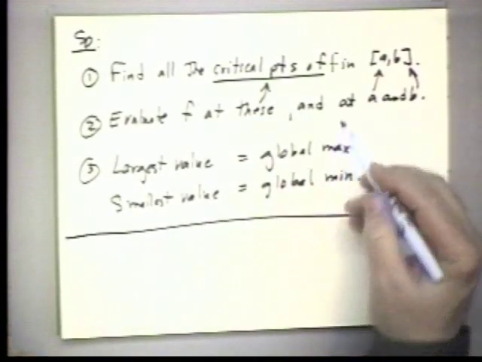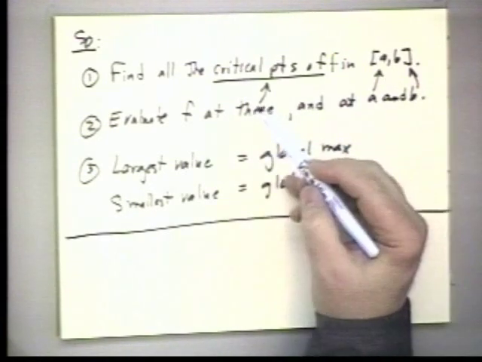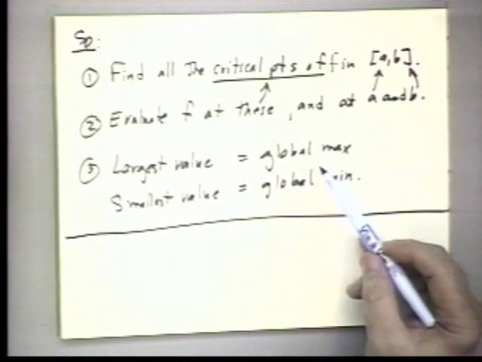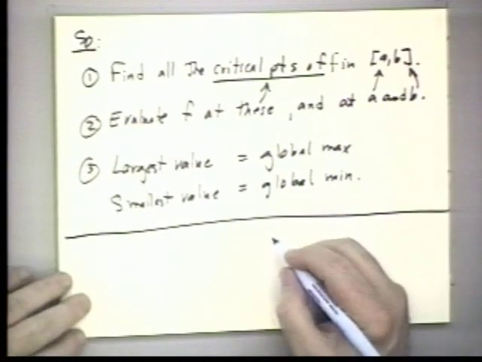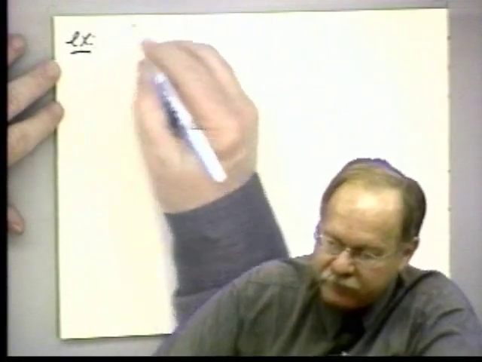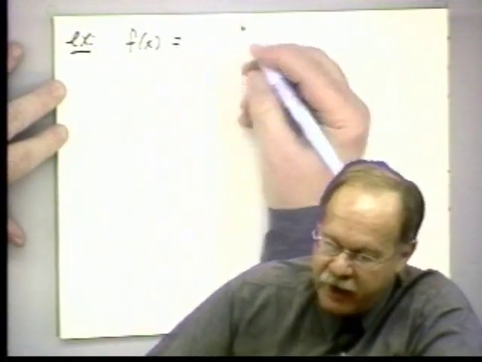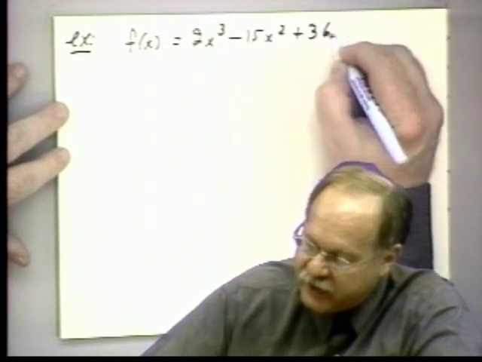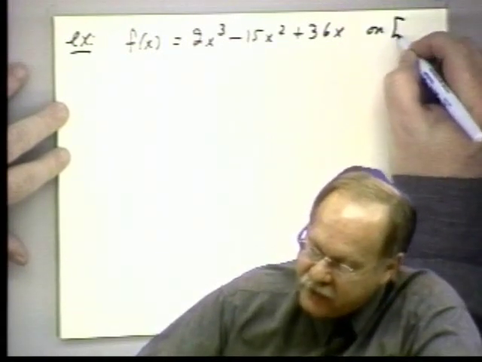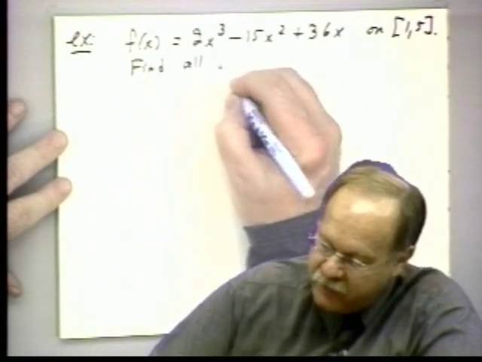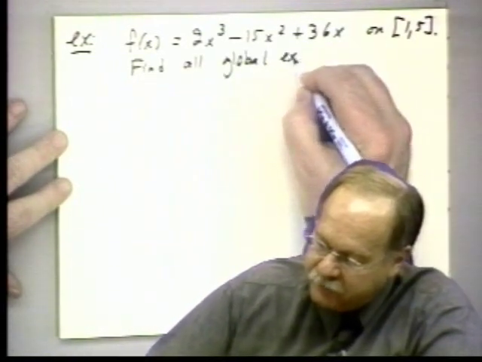So if you just compute f of A, f of B for the endpoints, and then f of every one of the critical points, then you just look at the collection of numbers you have. The largest number is the global max, and the smallest number is the global min. That's it. Let me show you this with an example. Here is the function. F of x, it's a polynomial. 2x cubed minus 15x squared plus 36x. And let's take it on the closed interval 1 to 5. The question is, find all global extrema.